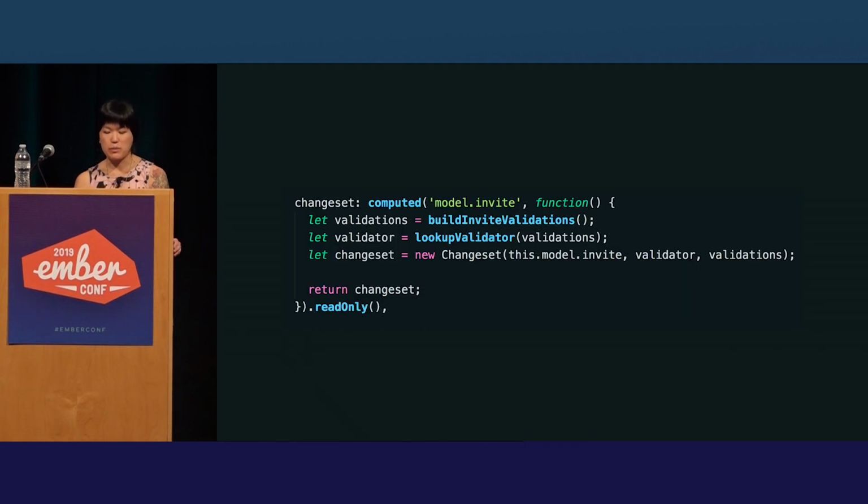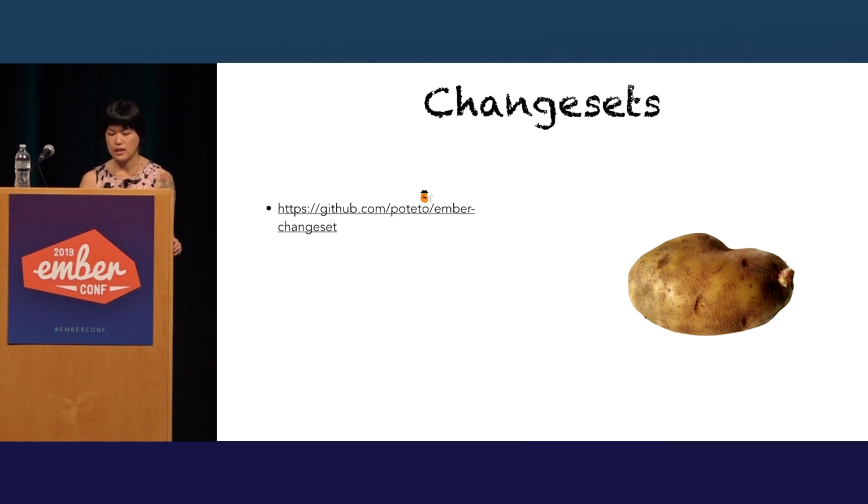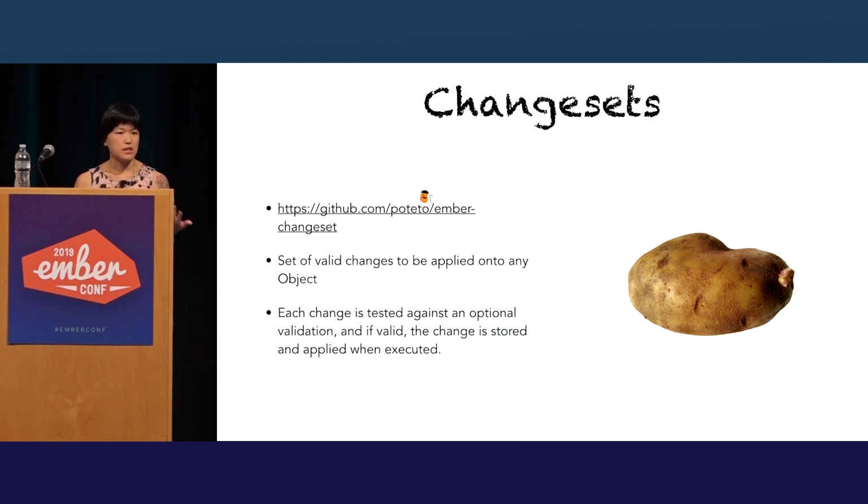And then C3. So when I was looking at computed properties, I also saw this other C word, changeset. And I was like, what is that? Part of the reason I wanted to put this into the talk is because I really wanted to have some potatoes on screen. And actually, potato is also known as sugar pirate, also known as Lauren Tan, and a huge contributor to Ember, and actually now also React. But a changeset is a set of valid changes to be applied to any object. Each change is tested against an optional validation, and if they're valid, they're stored and applied when executed.